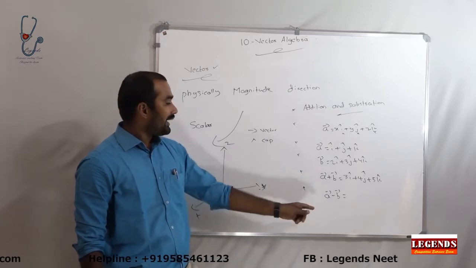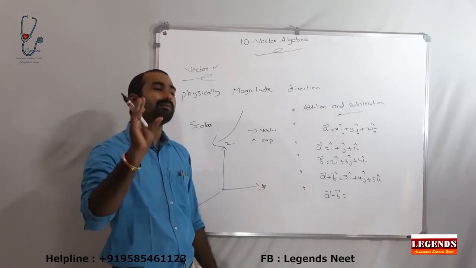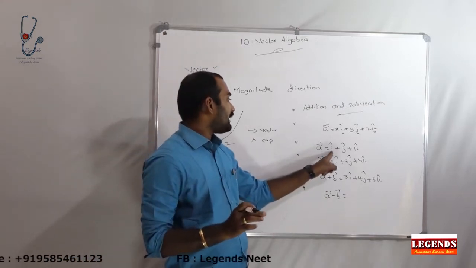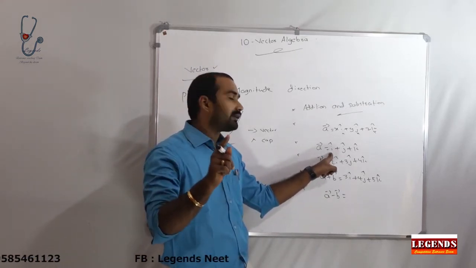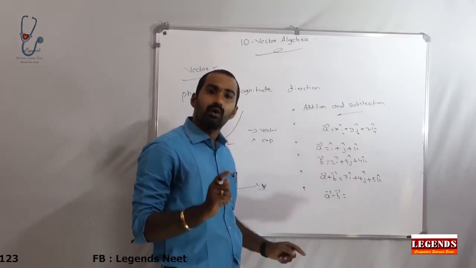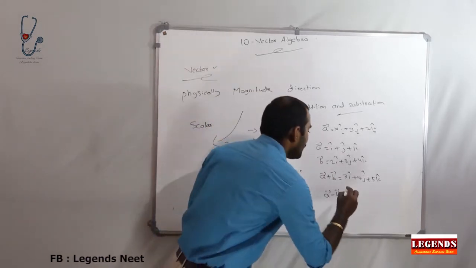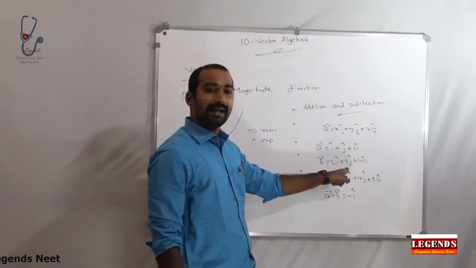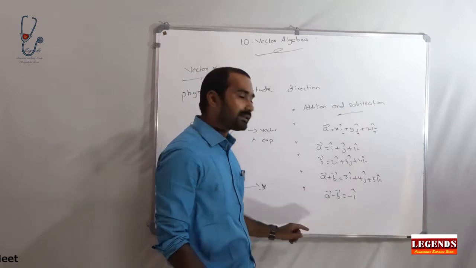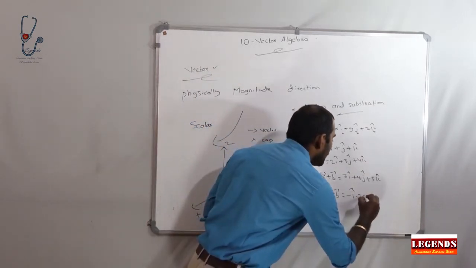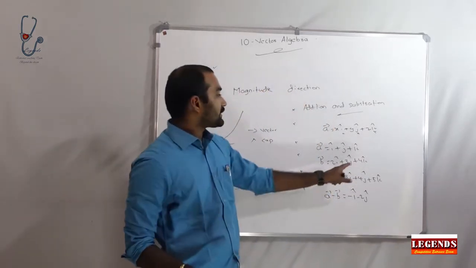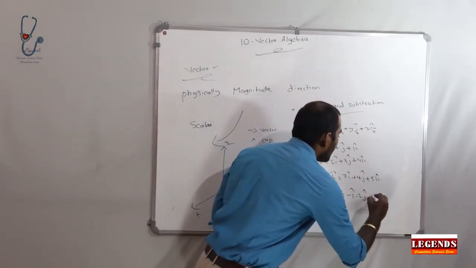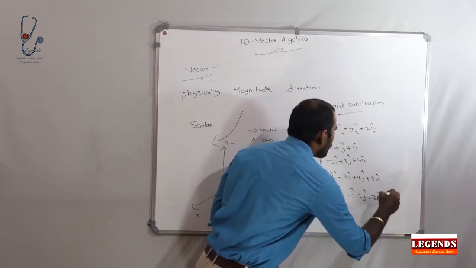Next one is a minus b. A minus b uses the same method, the basic formula of subtraction. The coefficient of i is 1. What's the value of 1 minus 2? All of you know that 1 minus 2 is minus 1. That means a minus b has minus i. Next, 1j minus 3j. 1 minus 3 is minus 2, so minus 2j. Next, 1k minus 4k. 1 minus 4 is minus 3k.